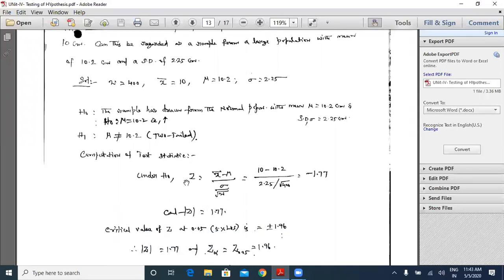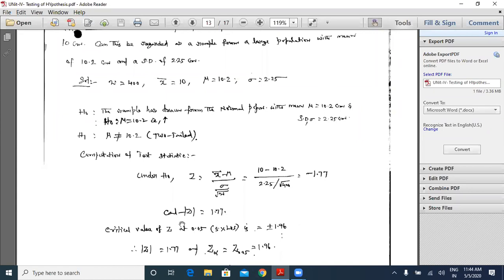So in case of a two-tailed test, I already told you, take modulus if you get a negative value, otherwise it is not necessary. If you get a negative value, you take modulus: calculated modulus of Z is 1.77. This is another important point you have to remember. In a two-tailed test, if the calculated Z value is negative, you take modulus so that it becomes positive, 1.77. So the critical value of Z at 5% LOS is 1.96.